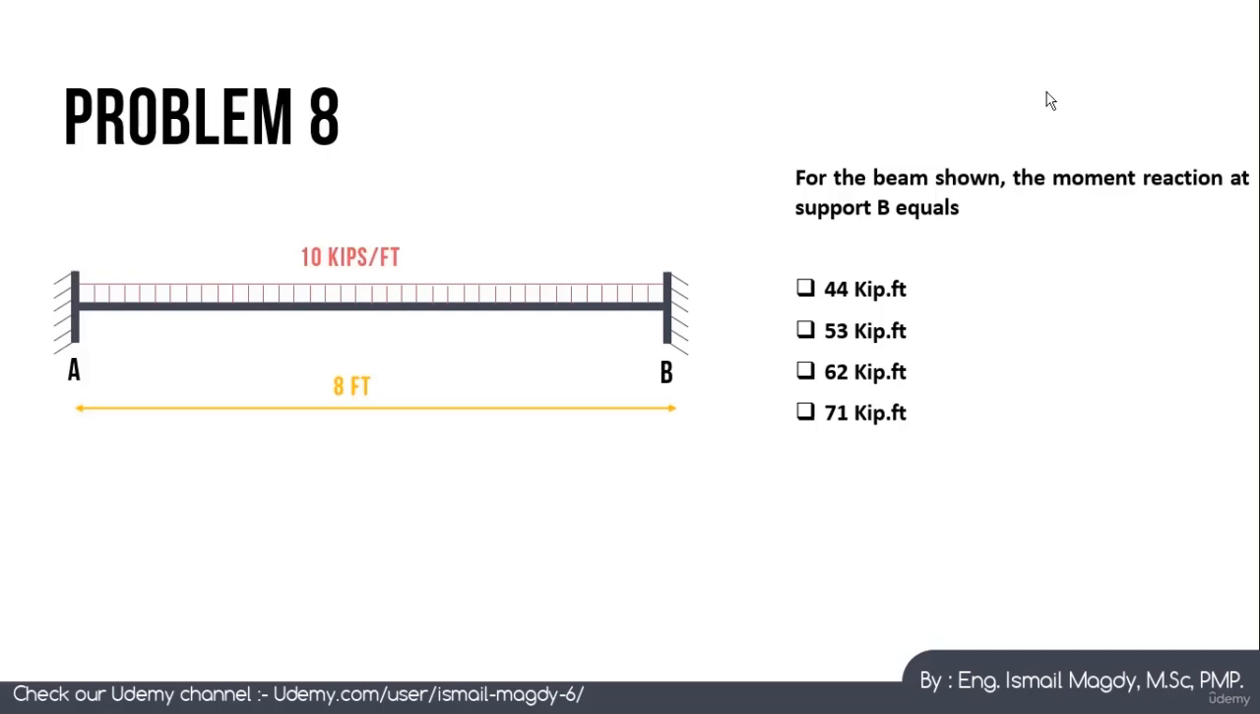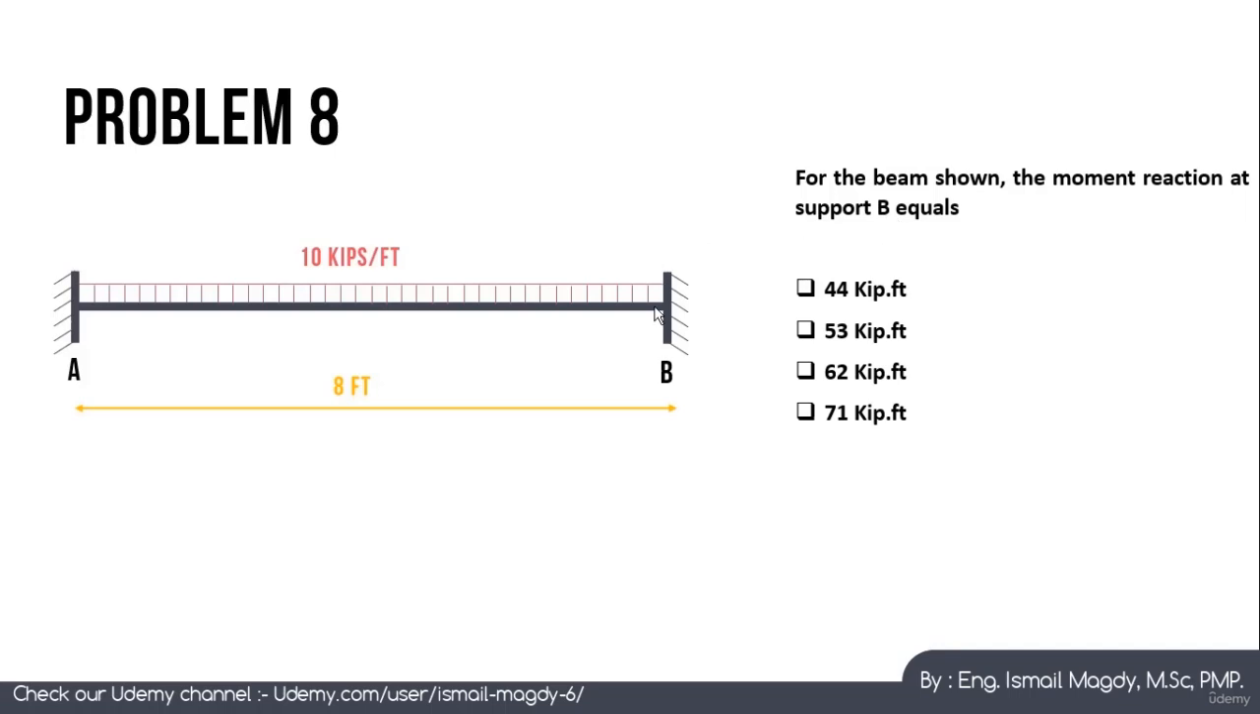So let's check this exam problem. We have this fixed beam here, AB. It is 8 feet long, and we have a distributed load here of 10 kips per foot, and we want to calculate the moment reaction at support B.